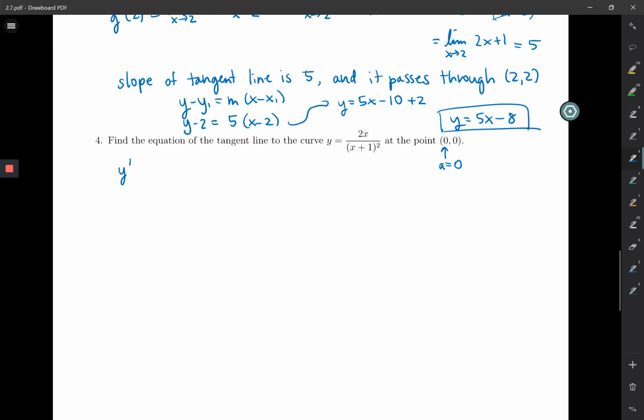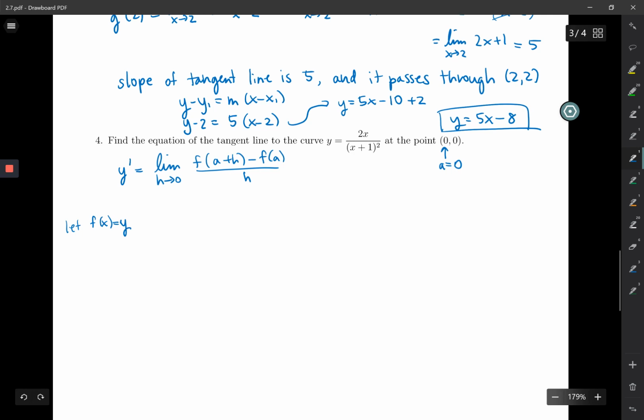Okay, so let's see. So we're going to compute the derivative, right? Because we already are given the coordinates of the point. And so I'm going to use the formula involving h. So limit as h goes to 0 of f of, maybe I'll write it out, a plus h minus f of a over h. And here I'm letting f be y.